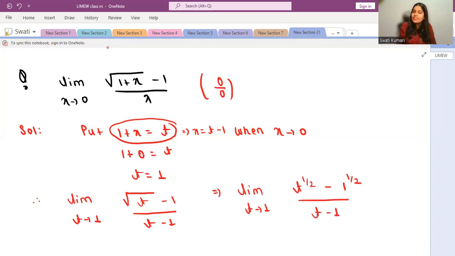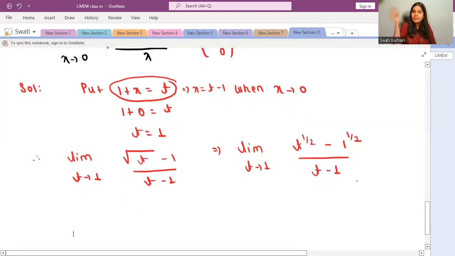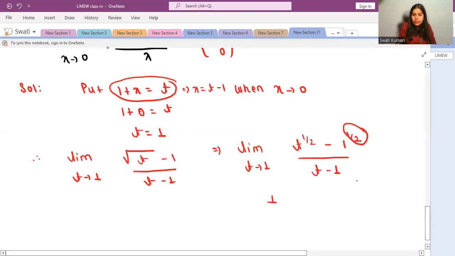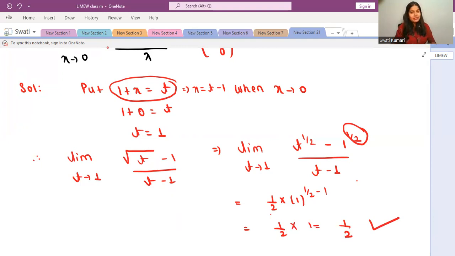Now, can you notice that this is again in the formula of limit x tends to a, x raised to n minus a raised to n upon x minus a. Instead of x, we have t here, and at the place of a, we have 1 here, right? So we can use the formula. By using the formula, it is n into a raised to n minus 1. What is n here? n is half. So half into a, which is 1 raised to n minus 1, which is half minus 1. No need to solve that part also. Why? Because you know that 1 raised to anything is going to be 1 only. So the answer is half into 1. So this is the final answer. Half is our answer. I hope you understood all the 3 questions which I have done till now.